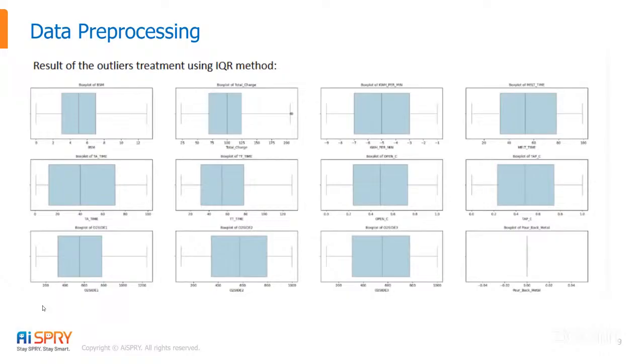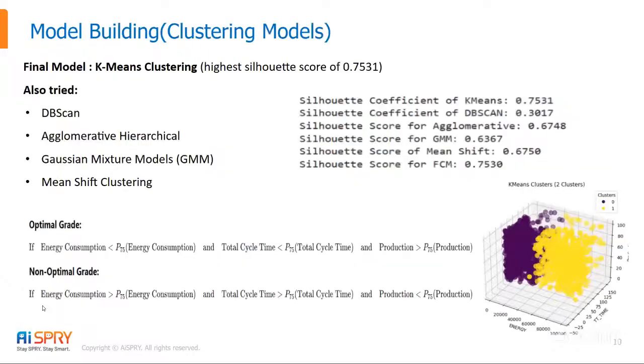As I already mentioned, we did not have an output variable; our data was unsupervised. So we applied unsupervised learning algorithms like DBSCAN clustering, K-means clustering, agglomerative hierarchical clustering, mean shift clustering, and GMM, the Gaussian mixture model, to cluster the grades. We used some key features such as energy consumption, total cycle time, and production. Based on these features, we defined two classes: optimal grades and non-optimal grades.